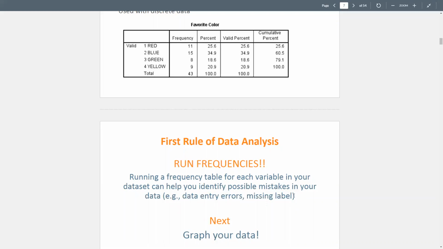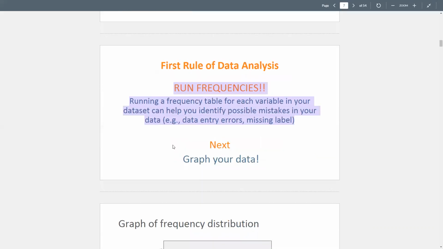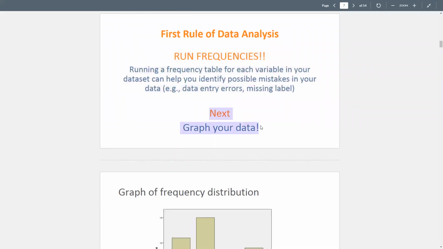So running frequencies should always be the first rule of any data analysis. Before you run anything else, before you run your t-test or any other analysis, run a frequency on all the variables that you're going to use, just to make sure everything is coded correctly. The second rule is then graph your data.